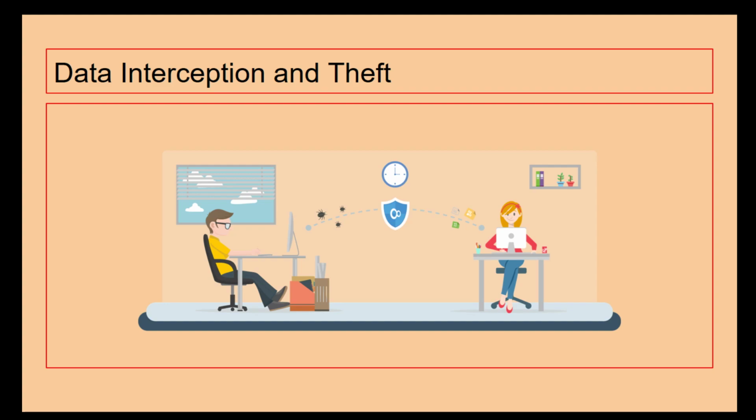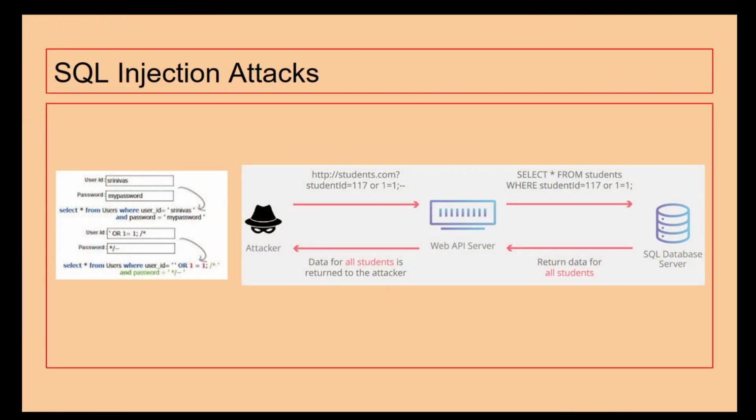So if you're in a public unsecured network and you're logging onto your online banking, someone could be there quite happily with a packet sniffer and then seeing what information is coming out and getting your information. So data interception and theft, if you secure against it, you'll be fine.